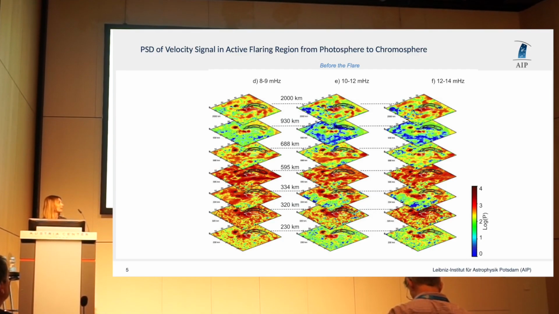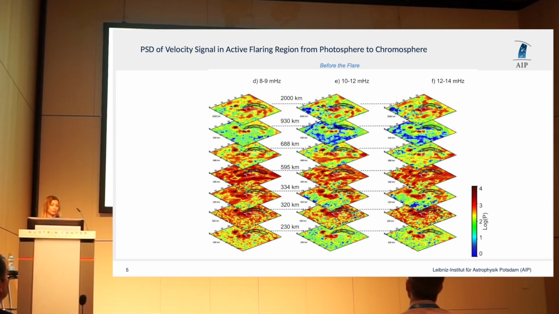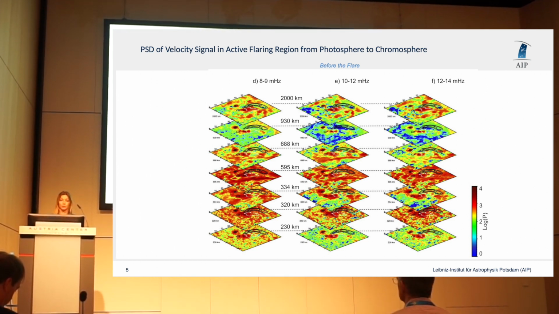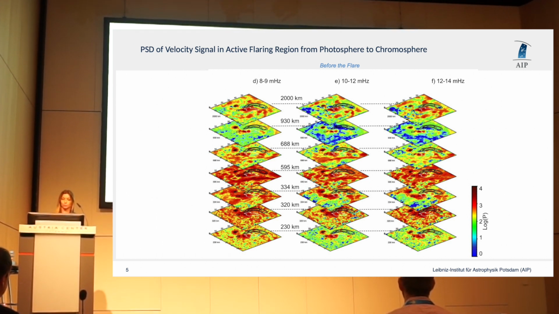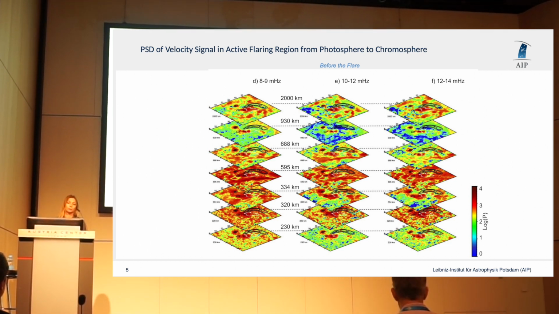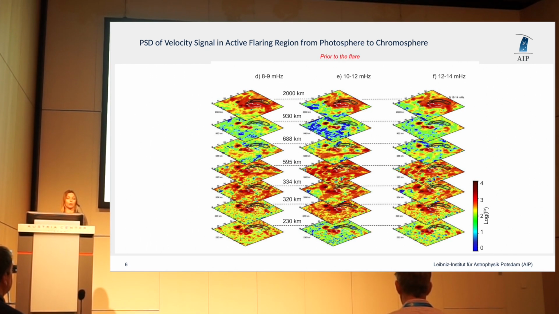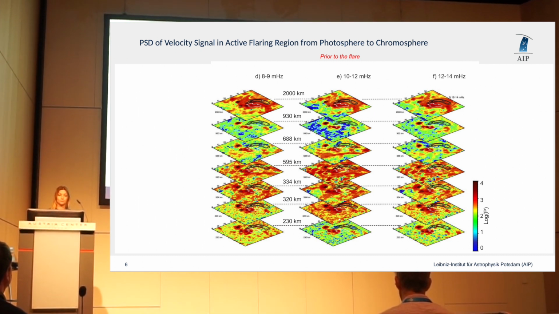I did this study for many spectral lines. Here we have 7 different spectral lines, which indicate 7 different heights in the atmosphere. However, I see that I don't have much time to show you. What I wanted to show you is that if you look at the range of 8 to 9 millihertz, we can observe the change before the flare, and in the power distribution of the oscillations at some frequency ranges after the event.